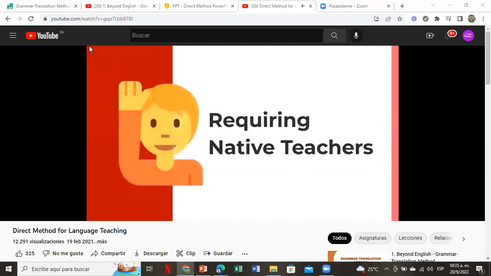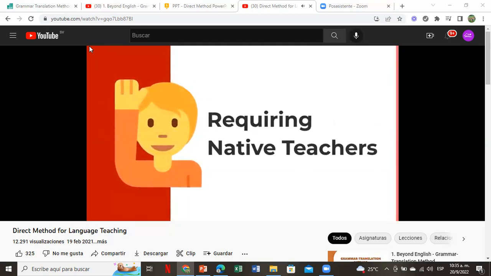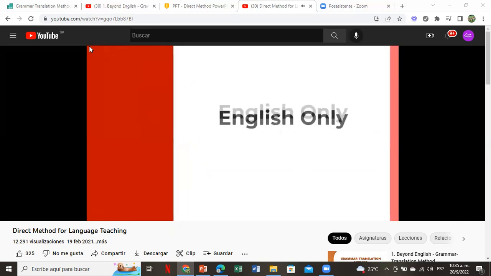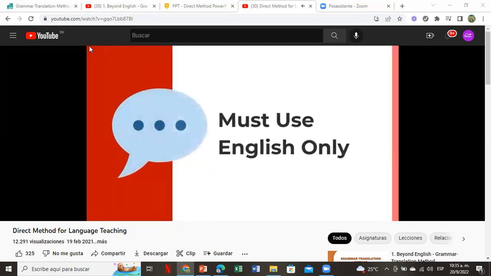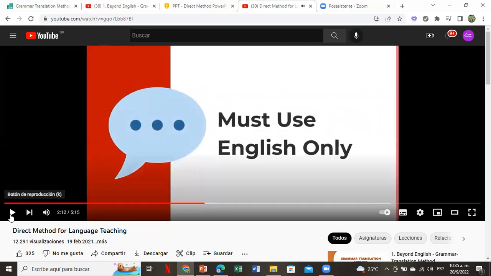2. Requiring native teachers. It requires a high level of language competence in teachers because teachers must use English all the time. And number 3. Must use English only. So, it would be quite hard for those students whose first language is not English. And also would be hard to teach not using Spanish, because if you had the opportunity to teach in a public school, my goodness, won't be possible.